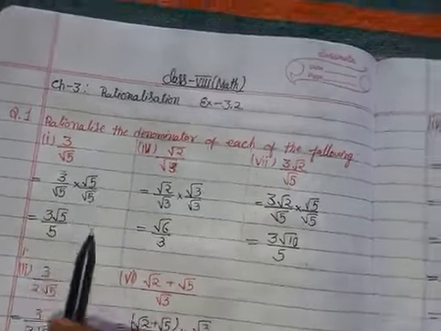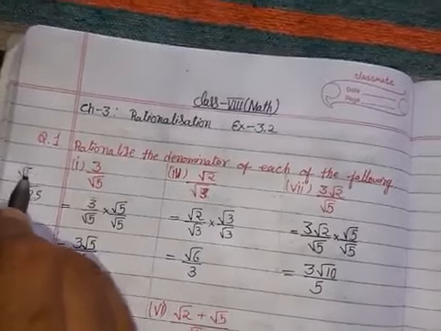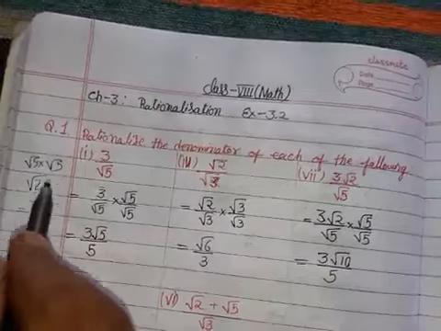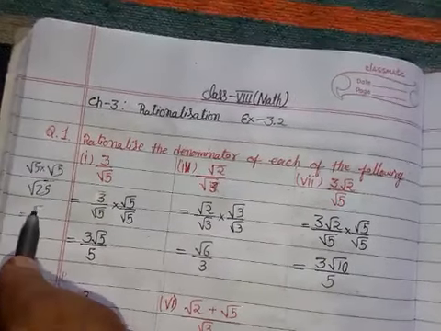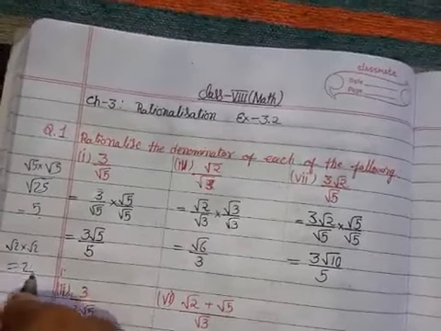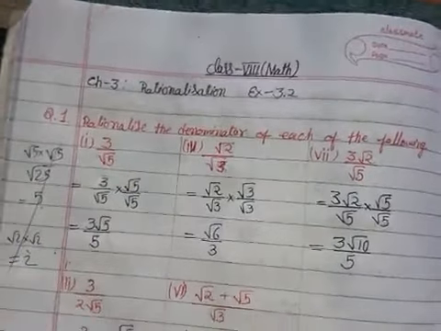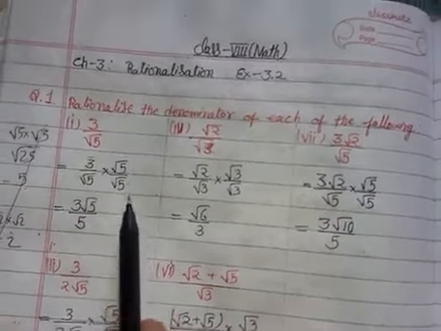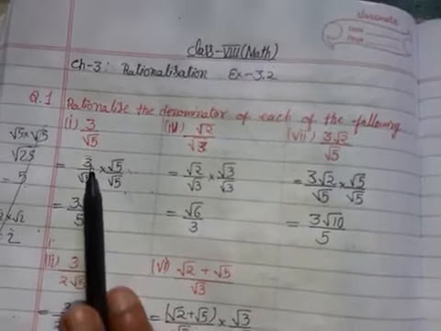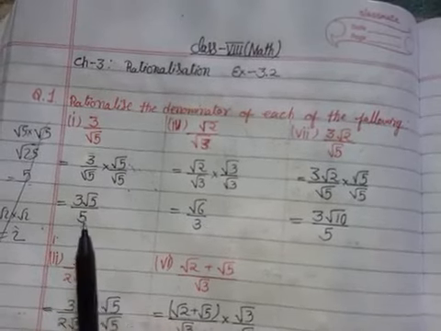Root 5 into root 5 is equal to root 25, and the square root of 25 is 5. Also root 2 into root 2 is root 4, which is 2. So here we multiply root 5 by root 5. 3 multiplied by root 5 comes 3 root 5, and root 5 by root 5 is equal to 5.